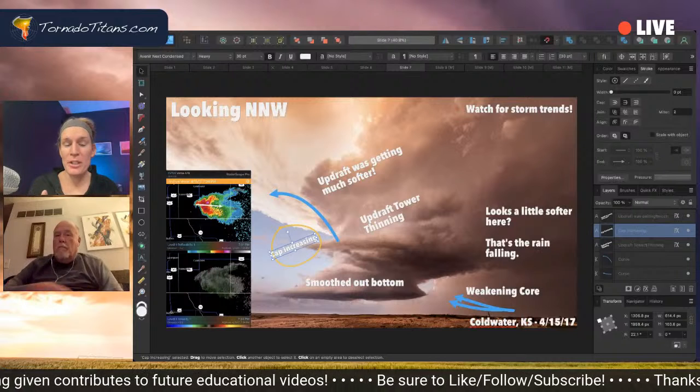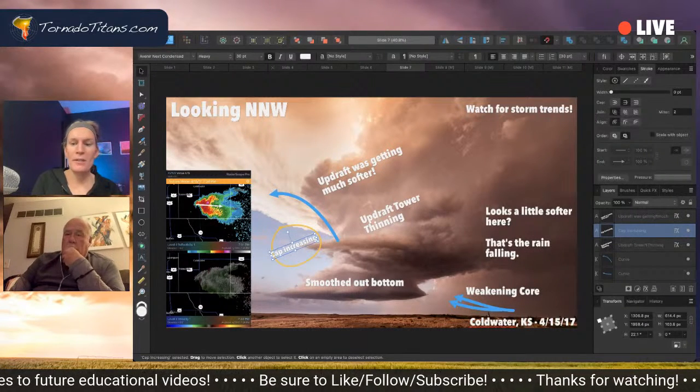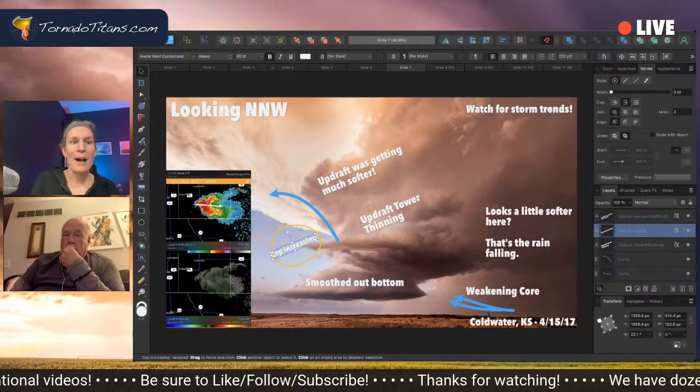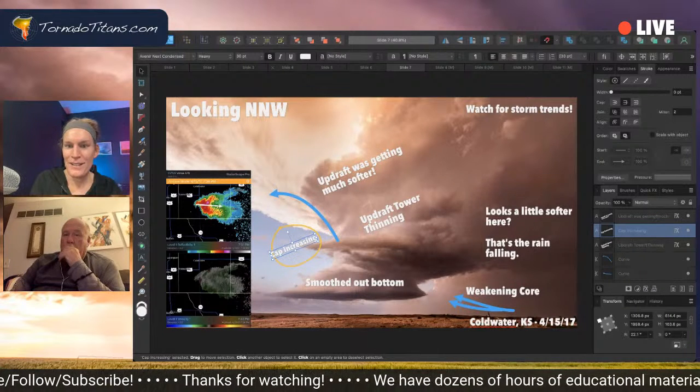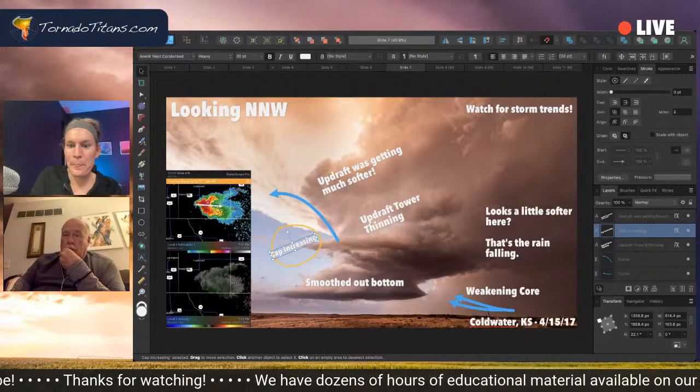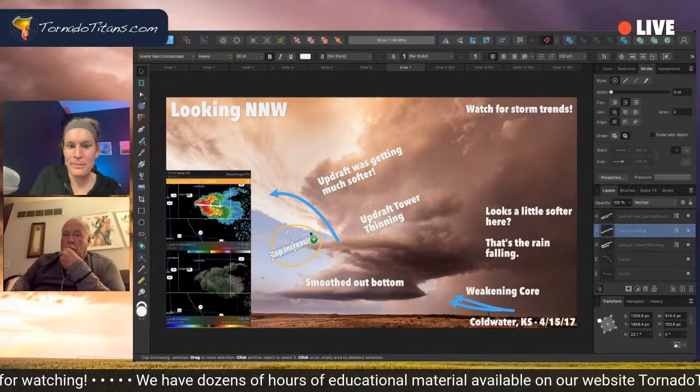Because this radar image, I'm not even going to try to pull that one up. I was going to try to pull, oh wait, there it is. Never mind. I can do it. Yeah, there we go. Okay, come on.